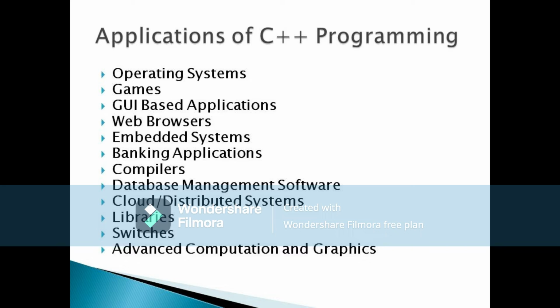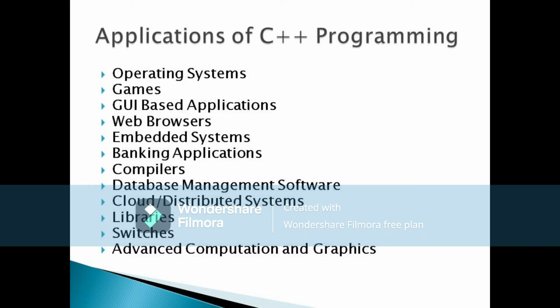Next application for C++ is libraries. Libraries require very high level mathematical computations, performance and speed. So C++ is the core programming language used by most libraries. You might have heard about TensorFlow, which is popular for machine learning libraries. It uses C++ as its backend programming language. Then we have switches. C++ is one of the fastest programming languages. It is widely used for programming routers, telephone switches and space probes.